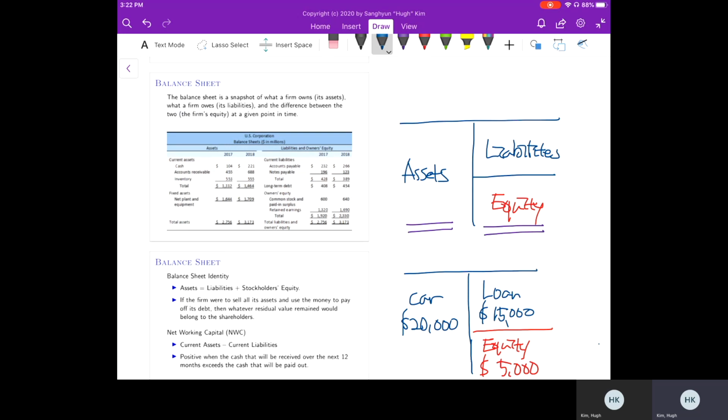So in this balance sheet, as you can see, equity represents the residual value, meaning that if you sell your car on the market for $20,000, then you can use $15,000 to pay off your loan, and the remaining $5,000 goes into your pocket. So in this sense, equity represents residual value of your assets.